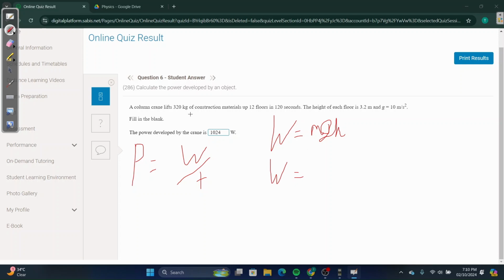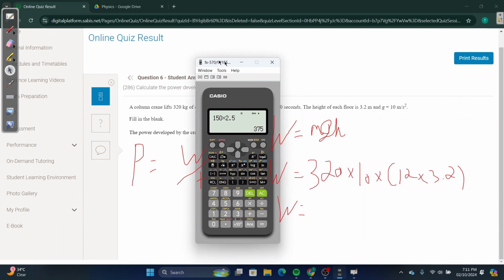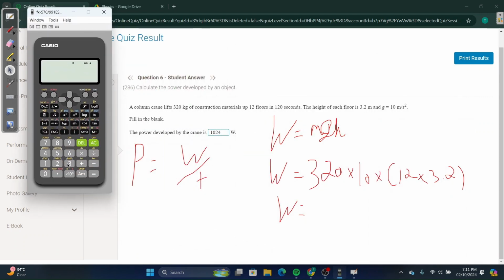So the work equals 320 times 10 times 12 times 3.2. We're just going to put that in brackets. So W equals 320 times 10, which is going to be 3200.